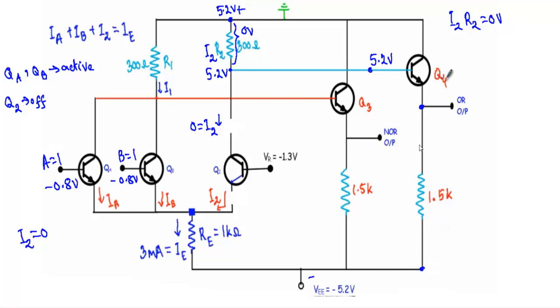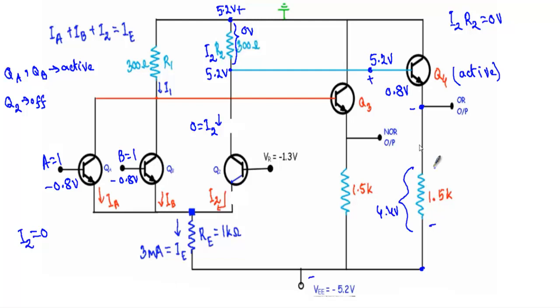As the base terminal of the transistor Q4 is at 5.2 volt, I can expect that it will be in active region. When a transistor is in active region, it will have a base to emitter junction voltage greater than 0.7 volt. Let's say I expect that as 0.8 volt, and the rest of the 4.4 volt will be absorbed by this 1.5 kilo ohm resistor.